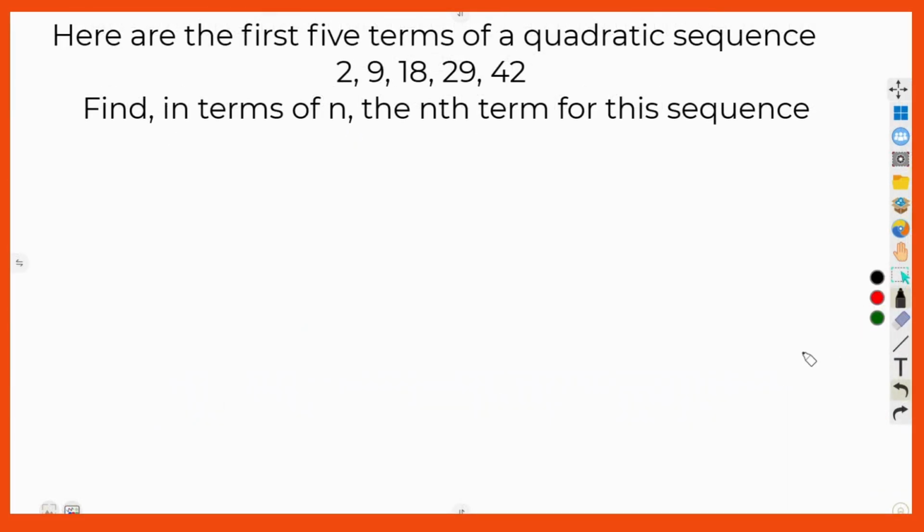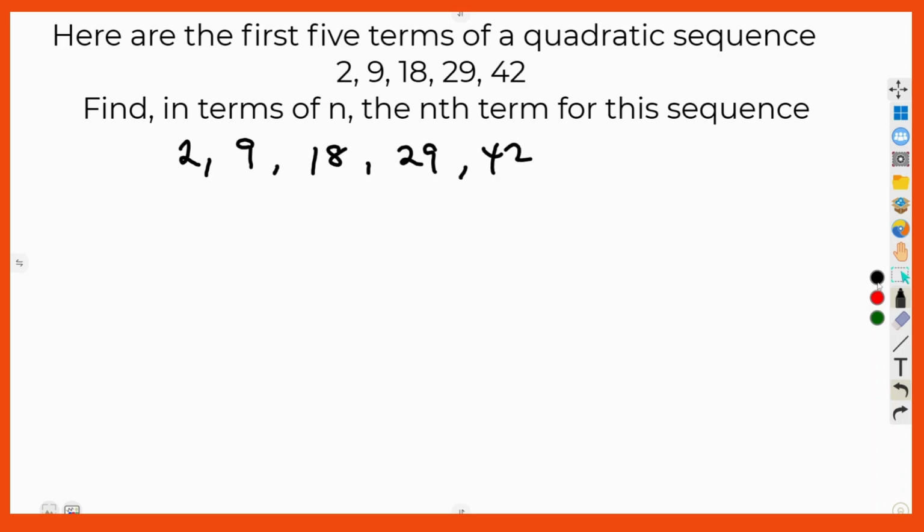all right, for these sequences, here are the first 5 terms of a quadratic sequence: 2, 9, 18, 29, and 42. Find the nth term for the sequence. Now what you want to do is, first of all, write the numbers out. It's 2, 9, 18, 29, and 42.